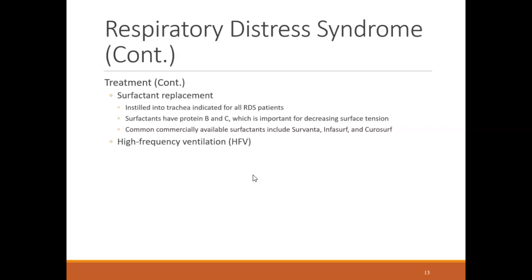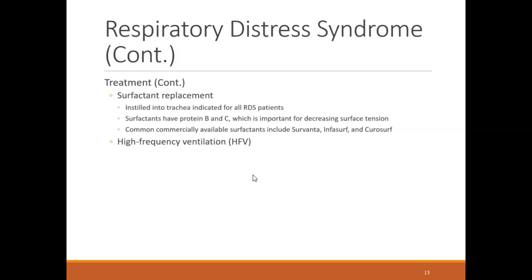So these surfactant replacements are either manufactured surfactants or animal surfactants that we instill directly down the ET tube. So you're not nebulizing it, you're just injecting it directly down in the ET tube, bagging it into the lungs for dispersement, and then that's going to decrease that surface tension. So common surfactants that are available are Survanta, Infasurf, and Curosurf. Surfactant's extremely expensive. It's like $1,000 a cc.